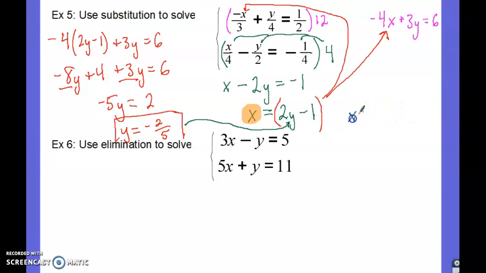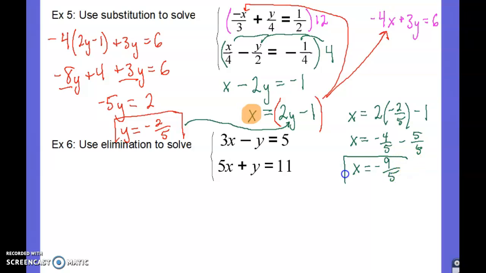So that means that x is equal to 2 times, plugging in negative 2/5 in for y, minus 1. And that tells me that x is equal to negative 4/5 minus 1. I'm going to change 1 to be 5/5. So then you understand that x equals negative 9/5. There we go. I knew I didn't give myself much space, but that is your work for number 5. Remember, it's an ordered pair, negative 9/5, comma, negative 2/5.